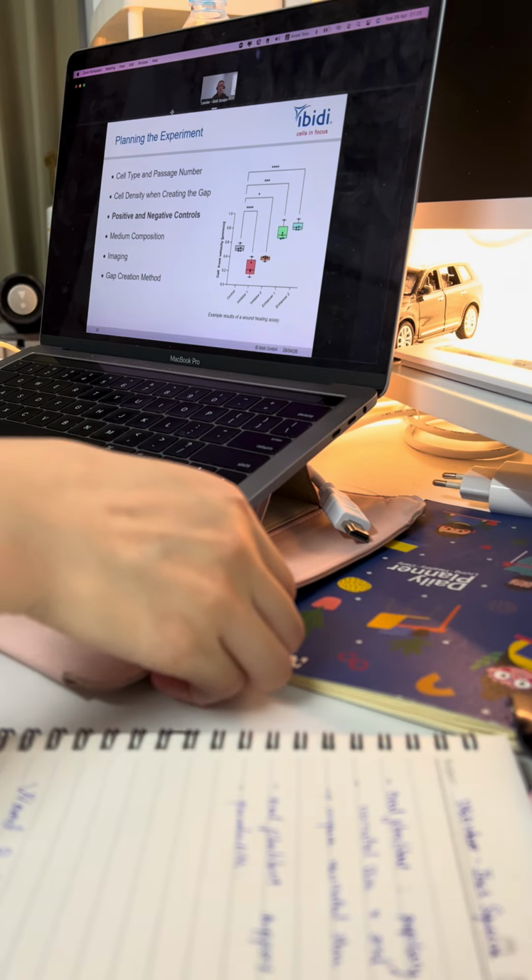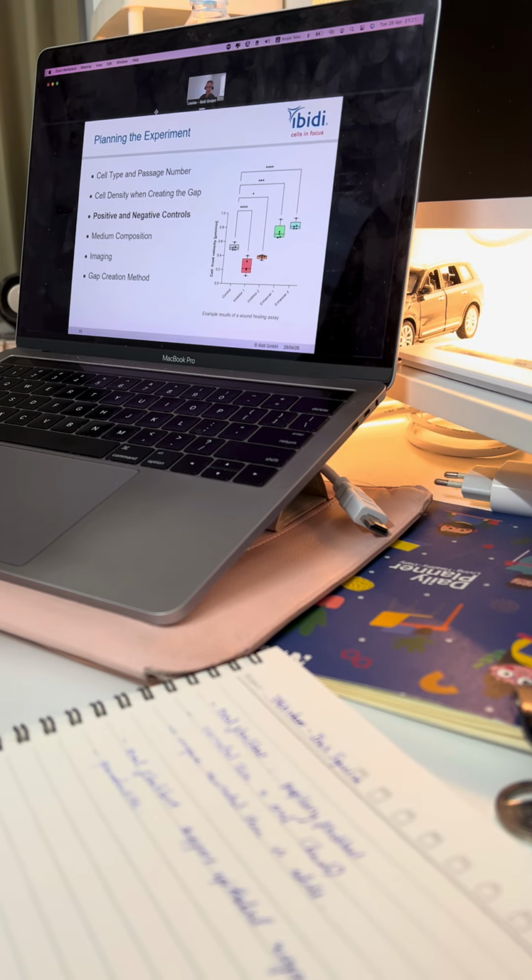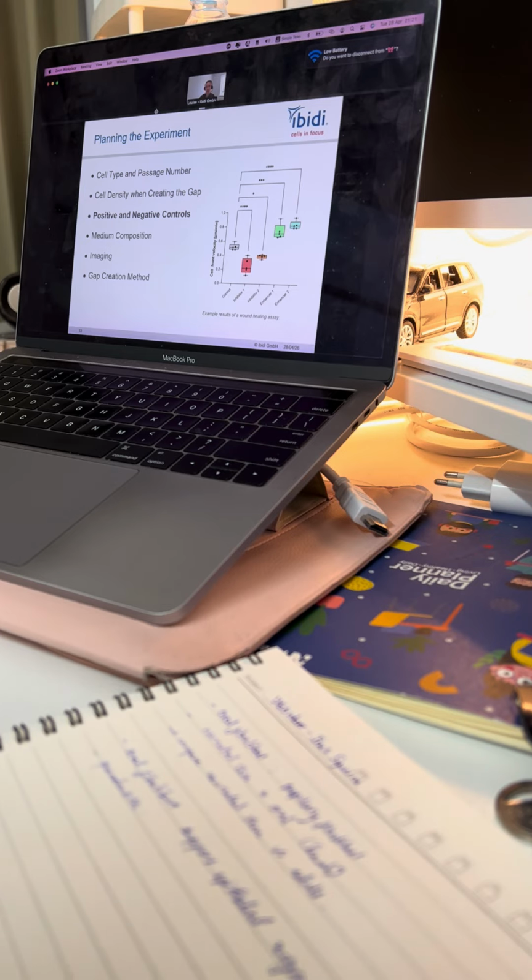So this is used to compensate for any variability of the experimental conditions, because you really want to make sure that what you see is not a one-time event. It's really the effect of either your bioactive chemical or whatever you are using in there.